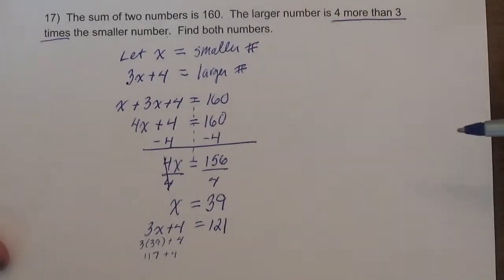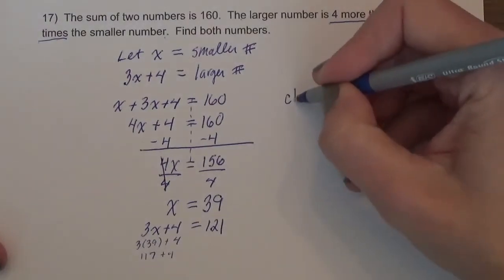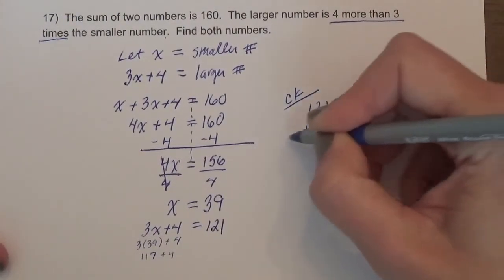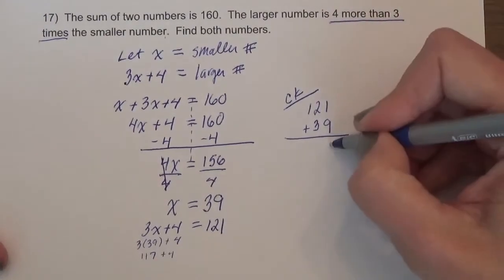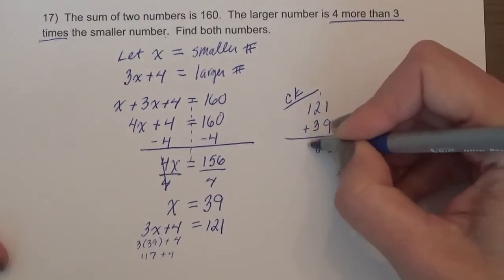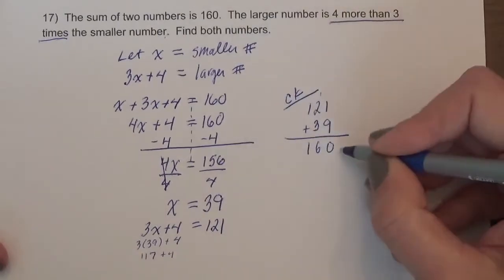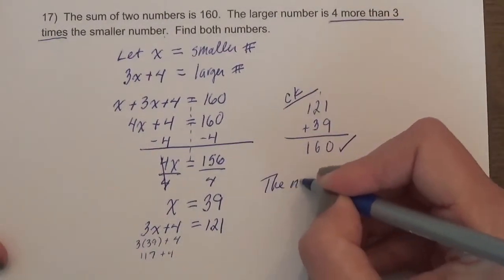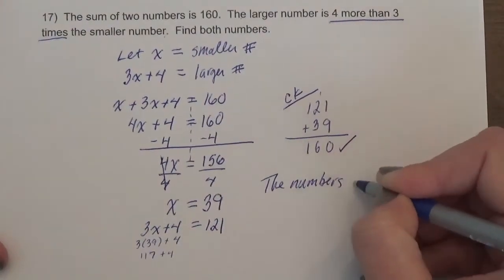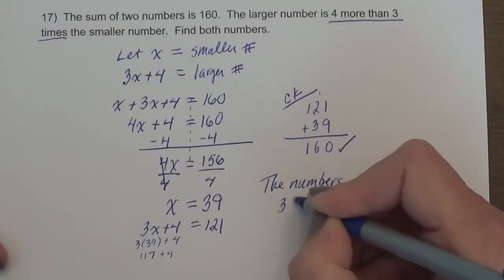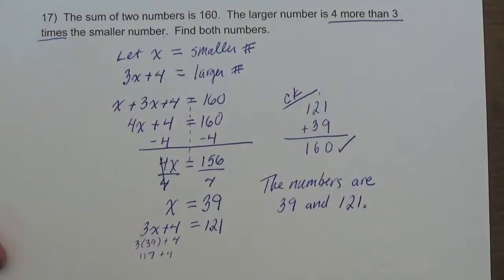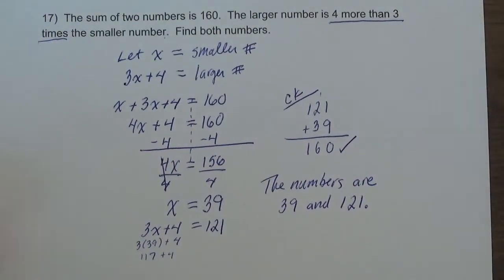And feel free to use your calculator there, that's totally fine. All right, so let's check that our 121 and our 39 add to 160. Is that what I wanted? Yes, it is. Okay, so the numbers are 39 and 121. Period.